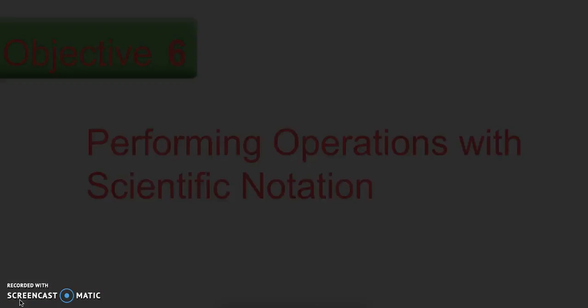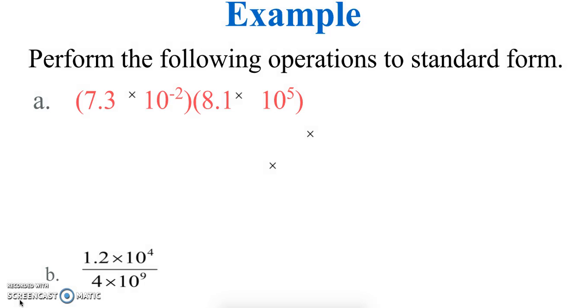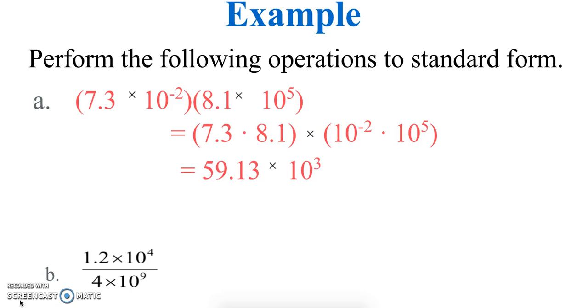Performing operations with scientific notation. Now in this class, we're basically only going to be multiplying in scientific notation. So what you do, just like we talked about over and over again, is you put your like terms together. So you have your coefficient, 7.3 times 8.1, and you have your scientific form, which is always times 10 to an exponent, so you put your exponents together. When you multiply exponents, you end up adding them together. So you get a positive 3, and there you go.